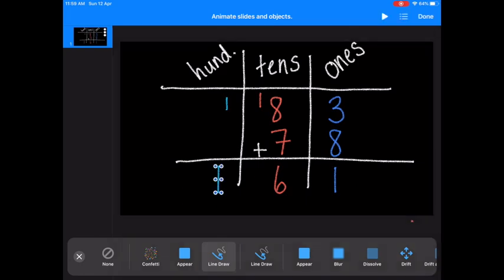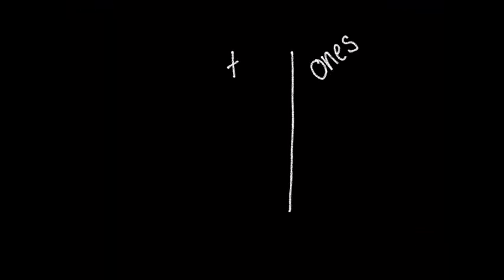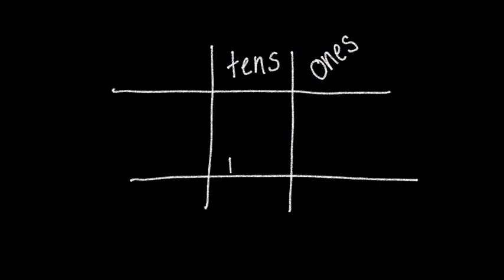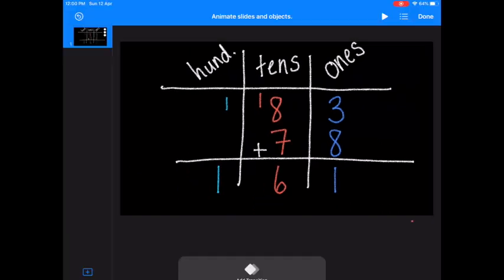Okay, so once I've added all my animations and I want to see what it all looks like together, I can just press the play button to see what my animation looks like. Great. And if you're happy with it, then you can leave it.